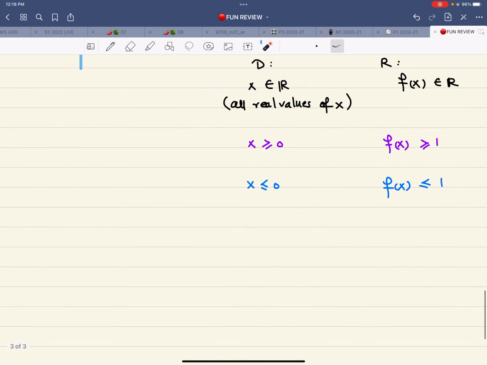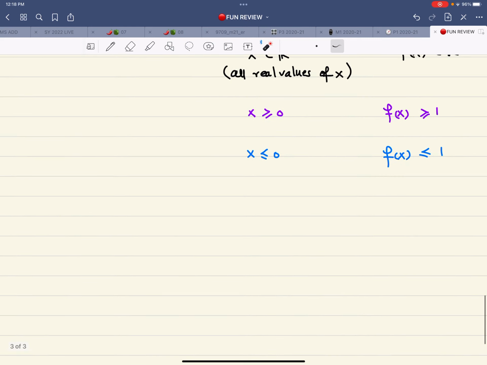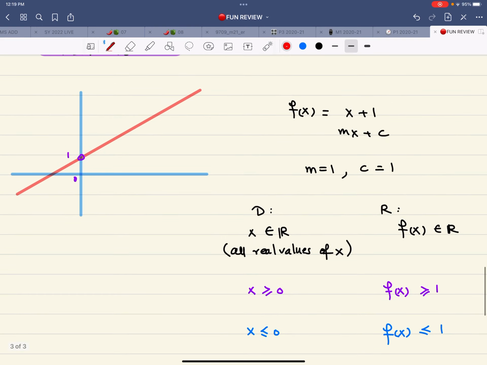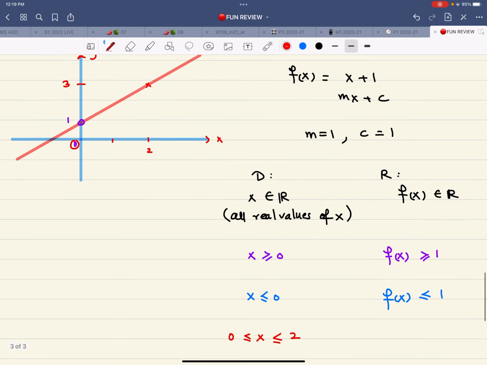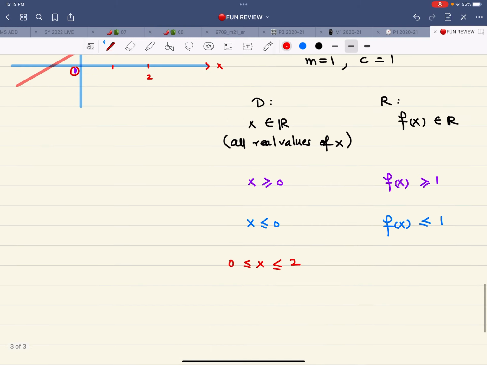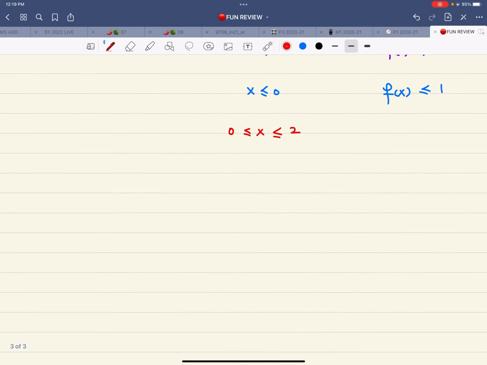Now let me limit this to something like x lies between 0 and 2. So basically this is 0, somewhere here is 1, somewhere here is 2. The corresponding y value would be 3. The diagram is not drawn to scale, that's not an issue. If I am limiting myself between 0 and 2, so when I plug in 0 I get 1. When I plug in 2, I get 3.